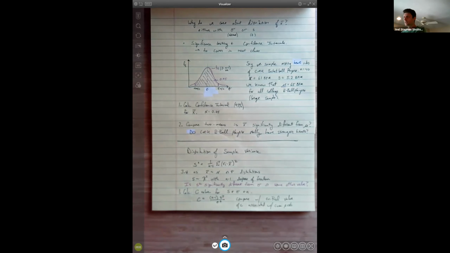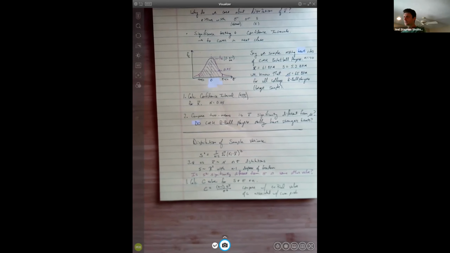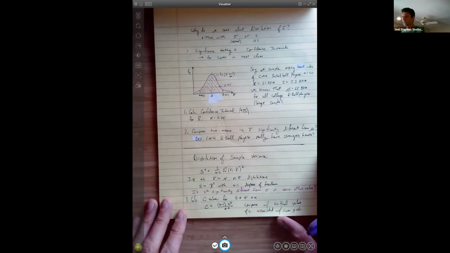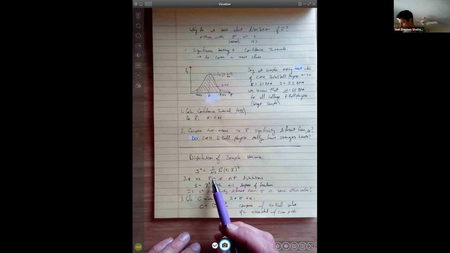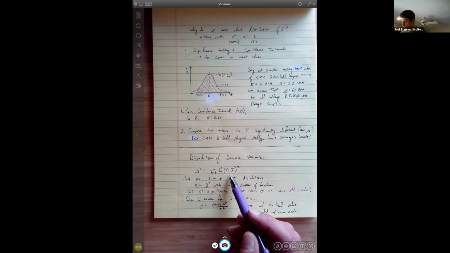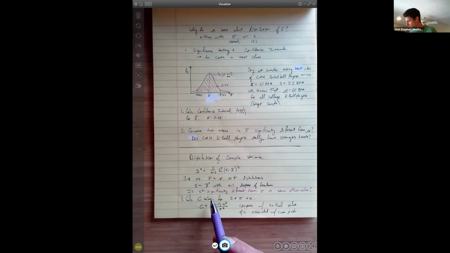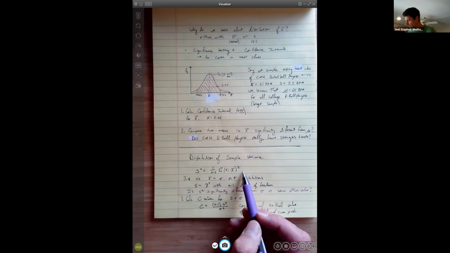We've calculated this before: 1 over n minus 1, sum of the differences between the observations and the mean, squared. To get the standard deviation, we just take the square root of that.